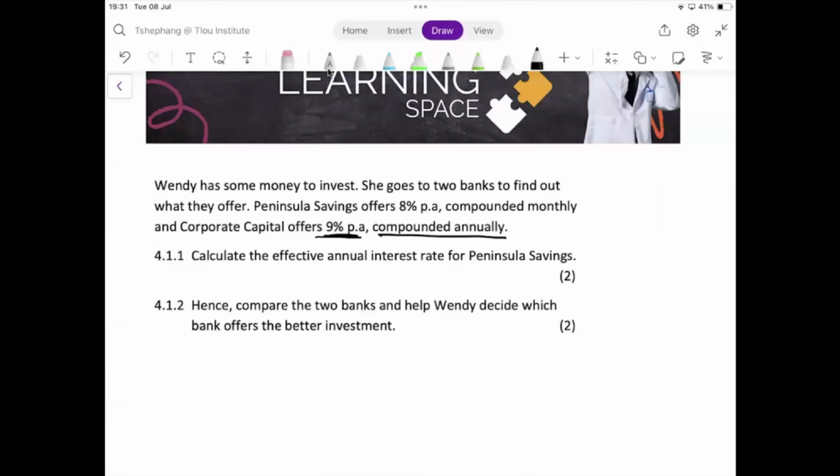And then Peninsula offers 8% compounded monthly. We don't know yet. It could be Capital, it could be Peninsula. What do we need? We need the effective interest. I hope you guys are with me. So calculate the effective interest for Peninsula. Because for Capital, they said it's compounded annually, so this is already effective because it is annually. Okay, let's do that. There we go.